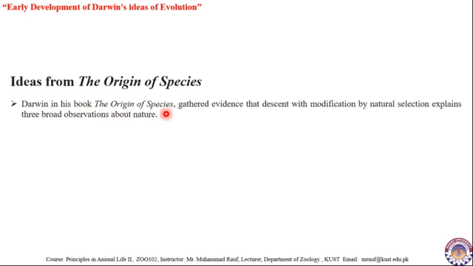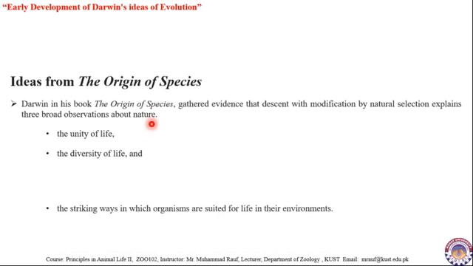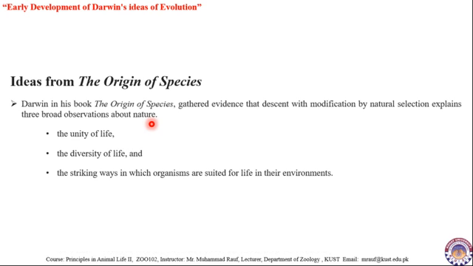Darwin, in his book The Origin of Species, gathered evidence that descent with modification by natural selection explains three broad observations about nature. The unity of life means some traits are common between organisms. What is the basis for this feature? What is the basis for the rich diversity that is on exhibition around the globe? Why are organisms so perfectly suited to the environment where they are found?